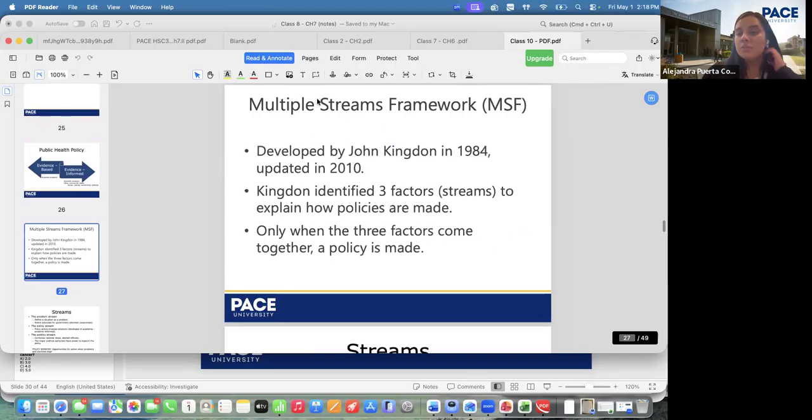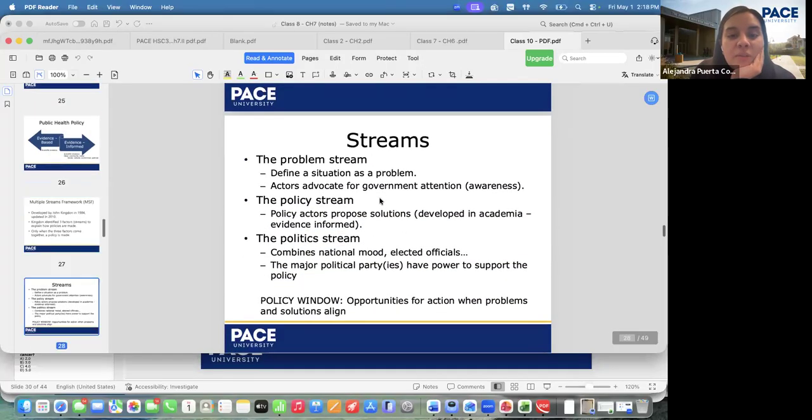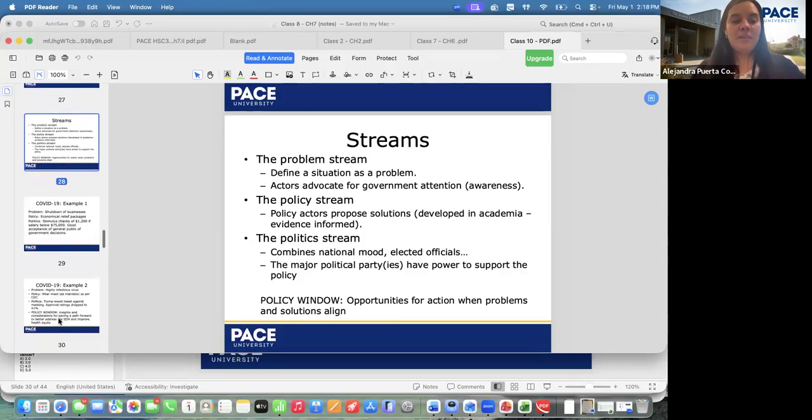So what is the multiple streams framework? And this is, of course, part of the exam. We have 3 different streams: the problem stream, which defines a situation; the policy stream, in which the policy actors propose a solution; and the politics stream, in which both are taken into account and a policy is made. For it to happen, we need to have a policy window, right? All 3 have to happen at the same time for the policy window to happen.